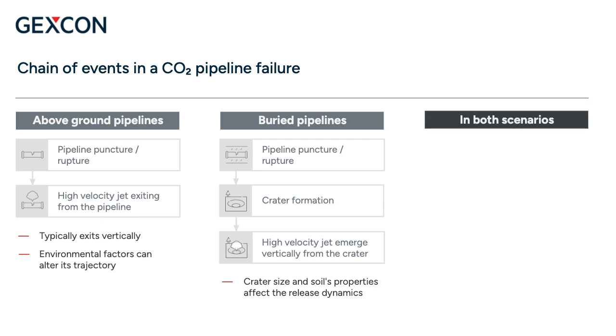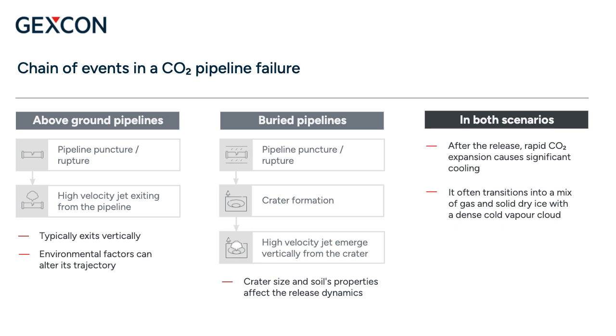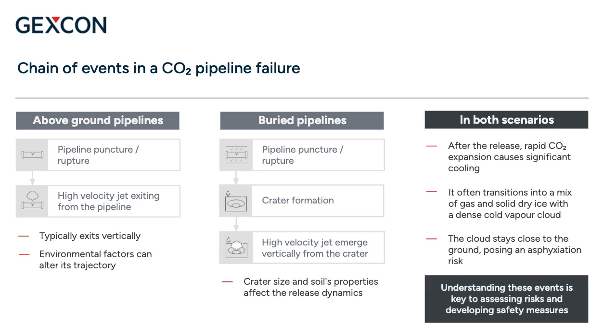In both scenarios, the rapid expansion of CO2 results in significant cooling. It often transitions into a mix of gas and solid dry ice, creating a dense cold vapor cloud. This cloud stays close to the ground, spreading along the terrain. It's influenced by wind and terrain conditions and displaces oxygen, creating an asphyxiation risk. Understanding these chains of events is essential for accurately assessing and developing effective safety measures for the associated risks.